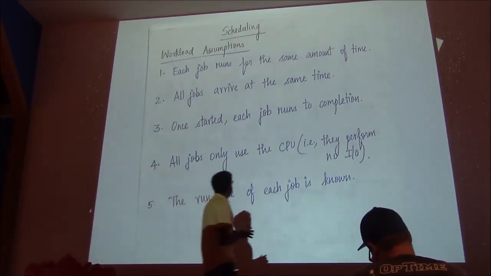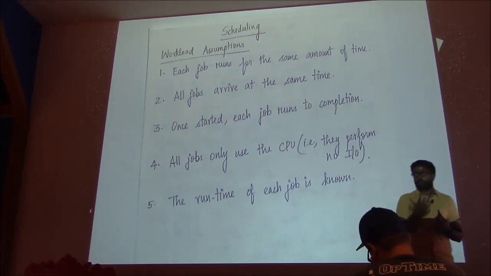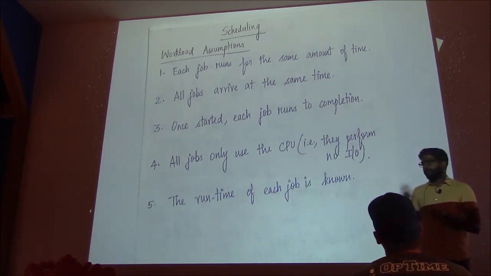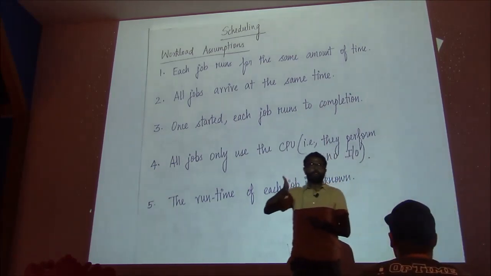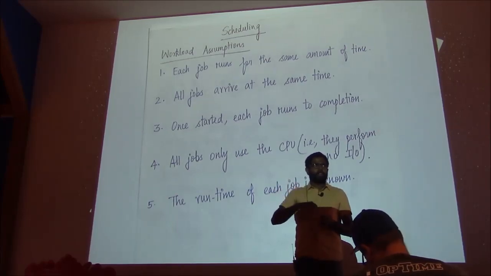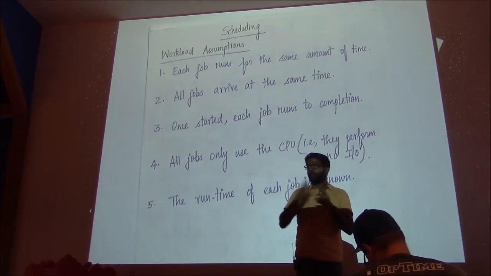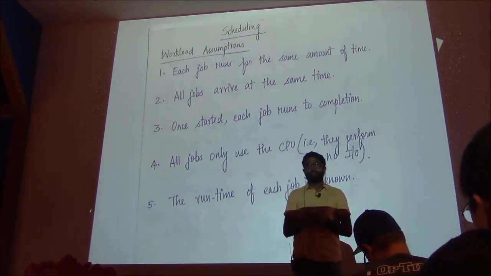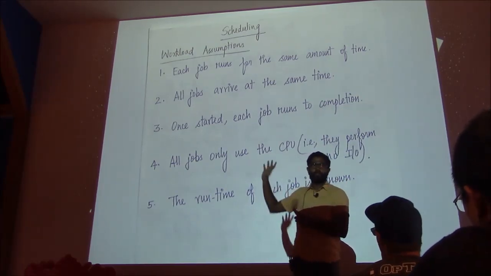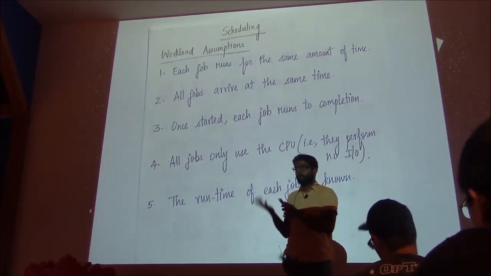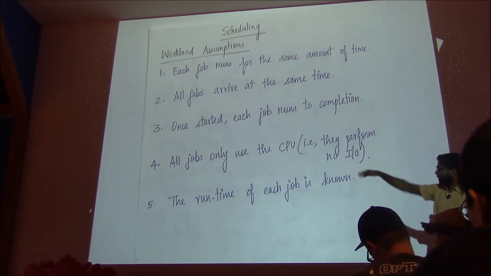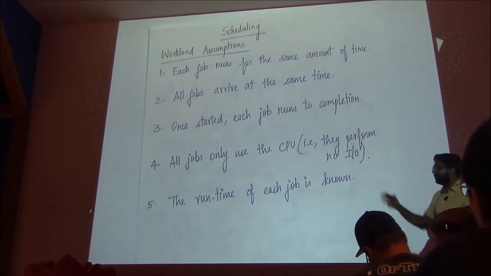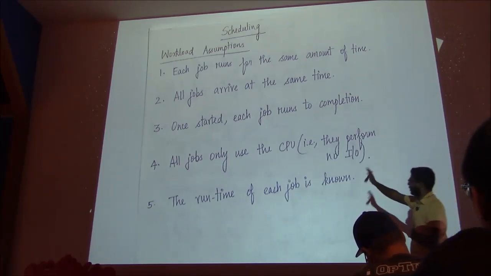And then the third assumption says, once started, each job runs to completion. So here we mean we can't preempt. By the word preempt, we just mean that we can't stop a job in the middle. If the scheduler schedules job A, it can't even do a context switch to job B until job A is done. Since we already saw the mechanisms, we know that these assumptions are unrealistic, but these will really help us to build the scheduling policies. And then the fourth assumption is all jobs only use the CPU. So all the jobs that we are considering, three jobs A, B, and C, are just CPU-bound jobs. They don't do any I/O.